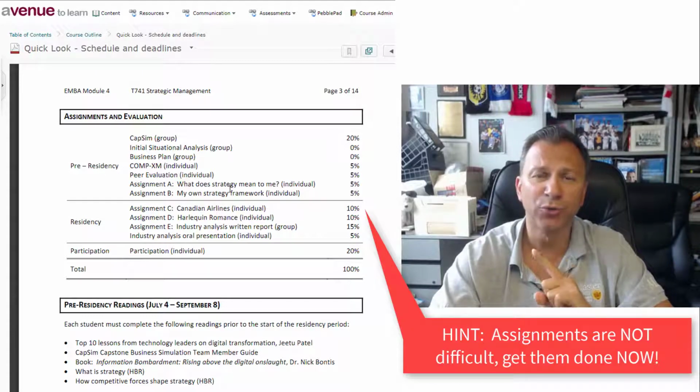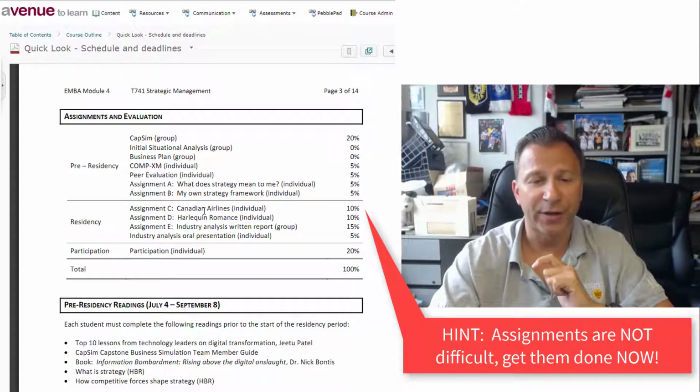You will then use that information to do your industry analysis on the case of Canadian Airlines. You will use your strategy framework to do analysis on Harlequin Romance. And then finally, those 4 industry reports that I told you about, that's what the industry analysis will be, an oral and written submission on the last day of our residency period.